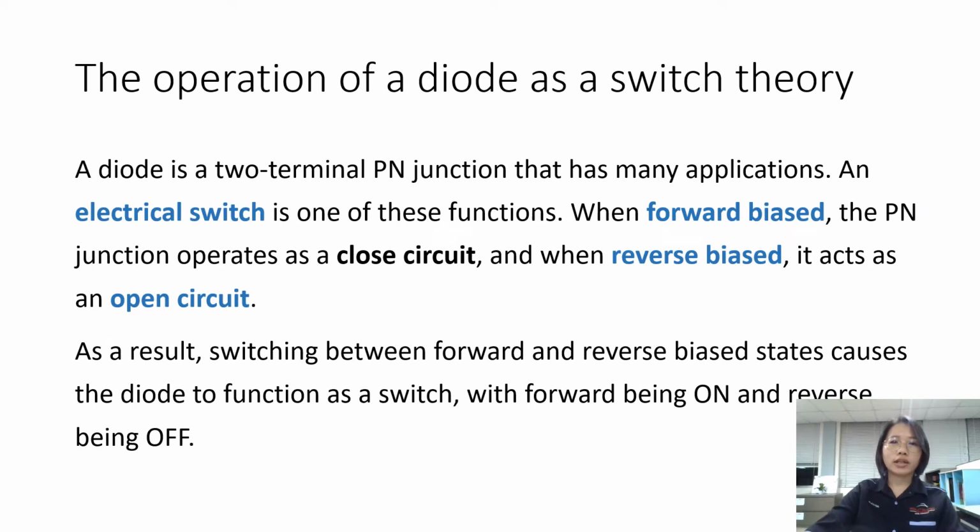The operation of a diode as a switch theory. A diode is a two-terminal PN junction that has many applications. An electrical switch is one of these functions. When forward bias, the PN junction operates as a closed circuit, and when reverse bias, it acts as an open circuit. As a result, switching between forward and reverse bias states causes the diode to function as a switch, with forward being on and reverse being off.